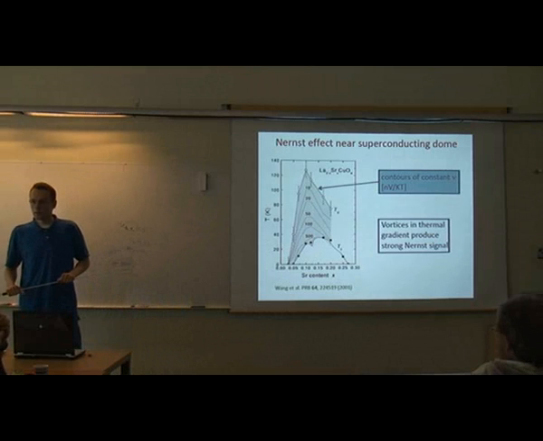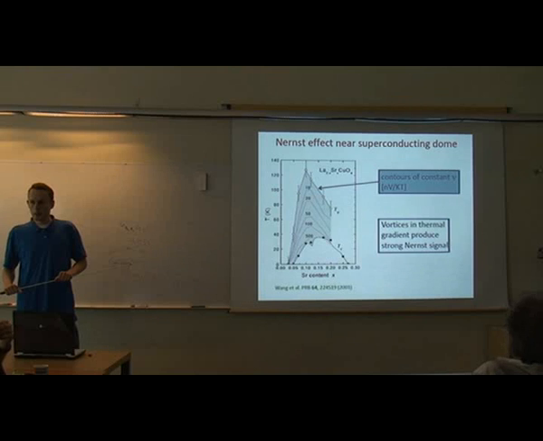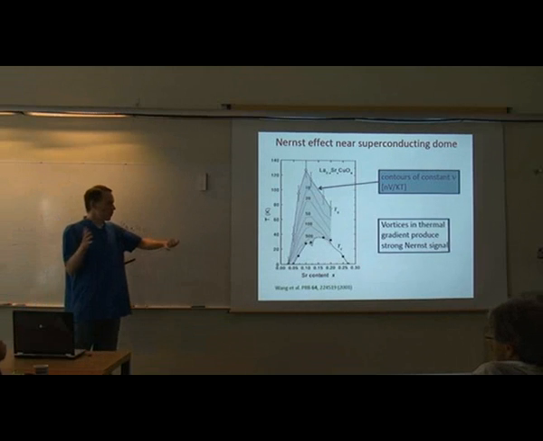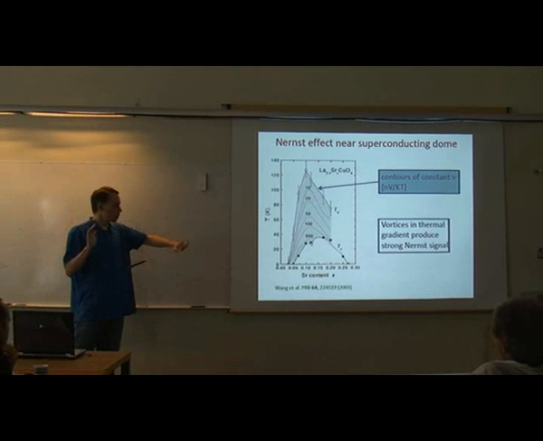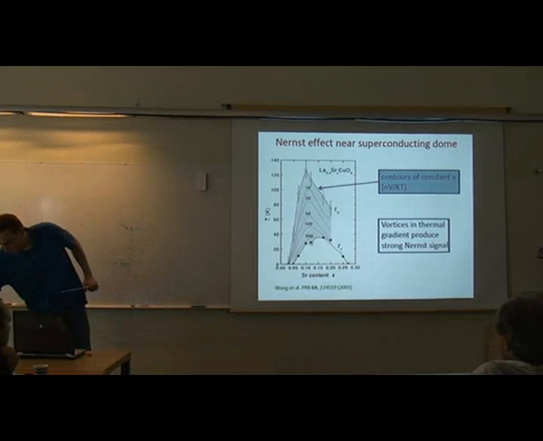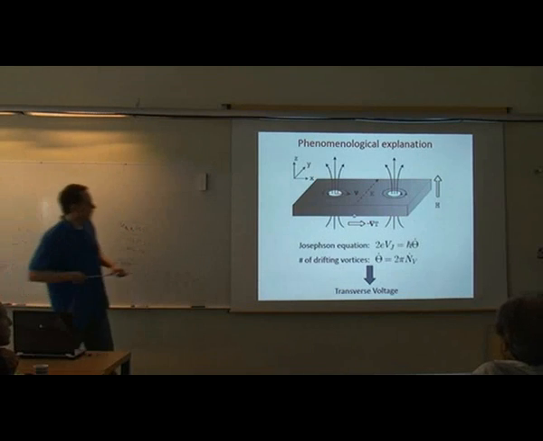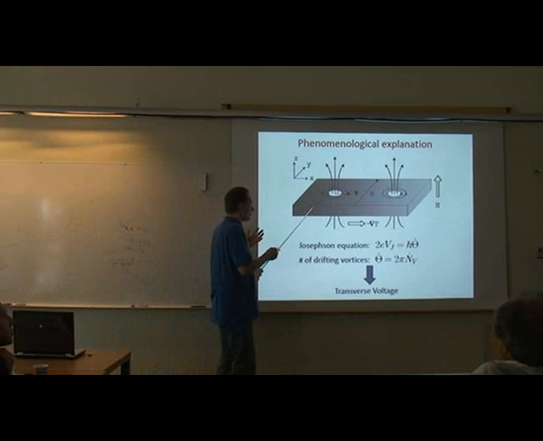So, in the Nernst effect it doesn't matter which way a vortex moves. The anti-vortices and vortices move in the same direction in the temperature gradient. The essential thing is that they drift along the thermal gradient. I try to explain this in the next slide a little bit more. So that's how it works in principle.